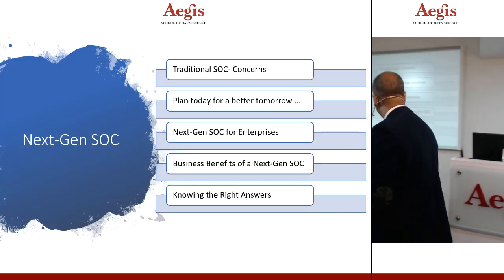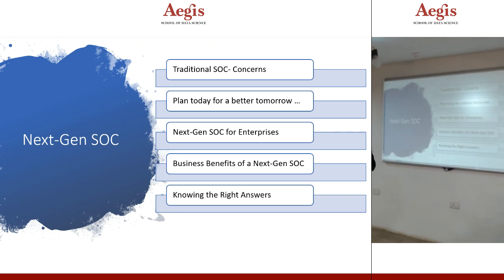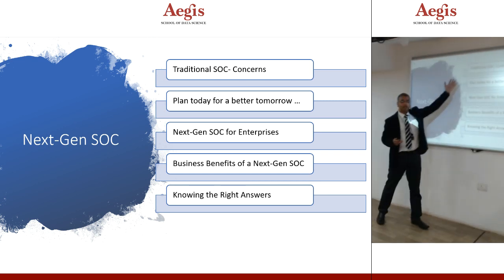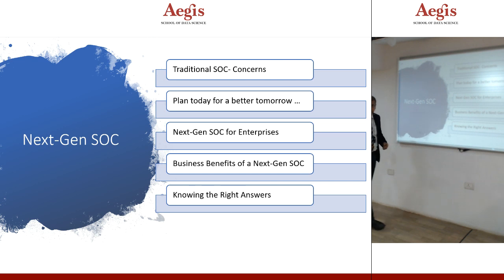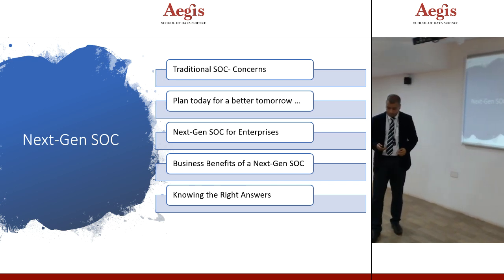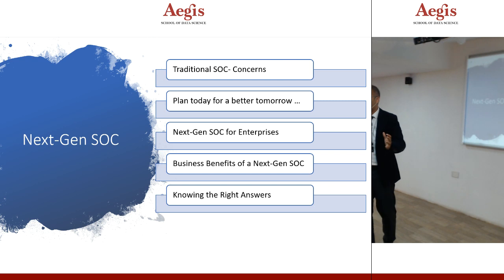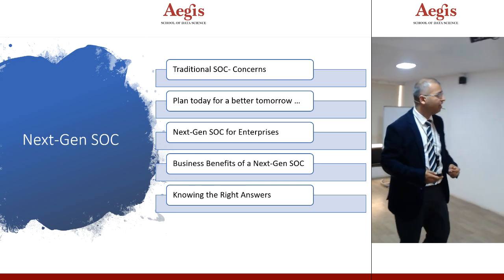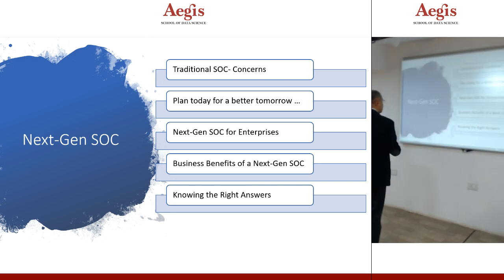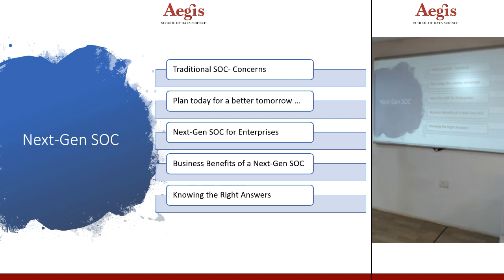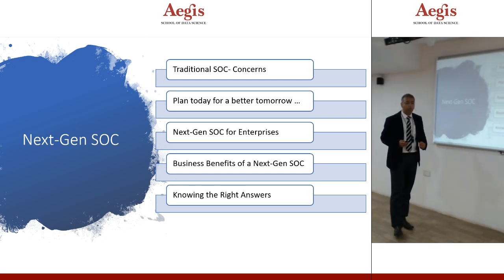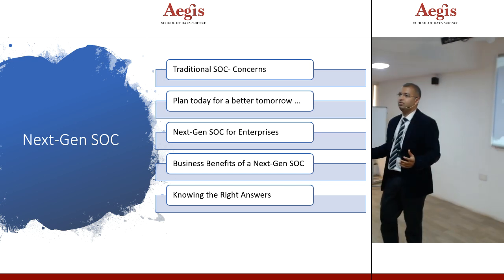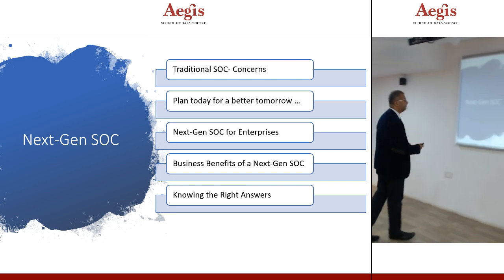So, just a SIEM solution and some monitoring tools actually help organizations build up the traditional SOC. And then once the SOC was there, obviously there were new types of concerns which were unaddressed with the traditional SOC. So what do you have to do? Plan today for a better tomorrow. What we at IBM are helping organizations build up is a next generation SOC. What it comprises of, I'll come to that.